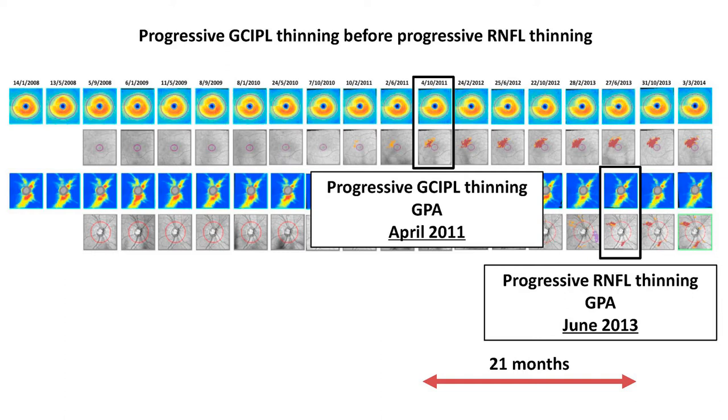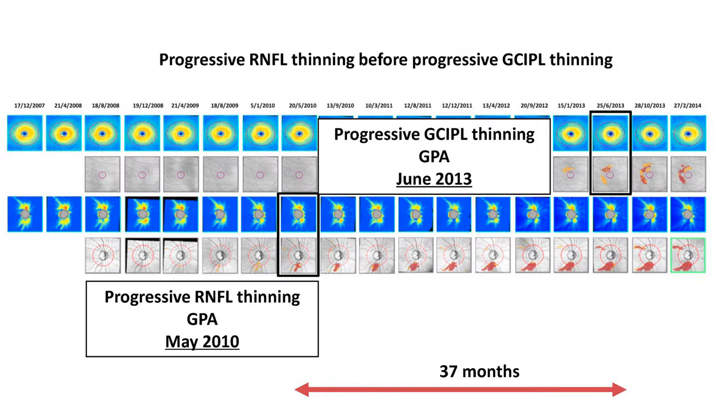In this example, it shows in some cases, progressive GCIPL thinning of the macula can be detected before progressive retinal nerve fiber thinning over the optic nerve head region. And in this case example, it's about 2 years time gap between the two changes. However, in some cases, we see the opposite. Here, we see progressive retinal nerve fiber thinning precedes progressive GCIPL thinning by almost 3 years. So why sometimes do we see progressive retinal nerve fiber thinning first, and why sometimes do we see progressive GCIPL thinning first?